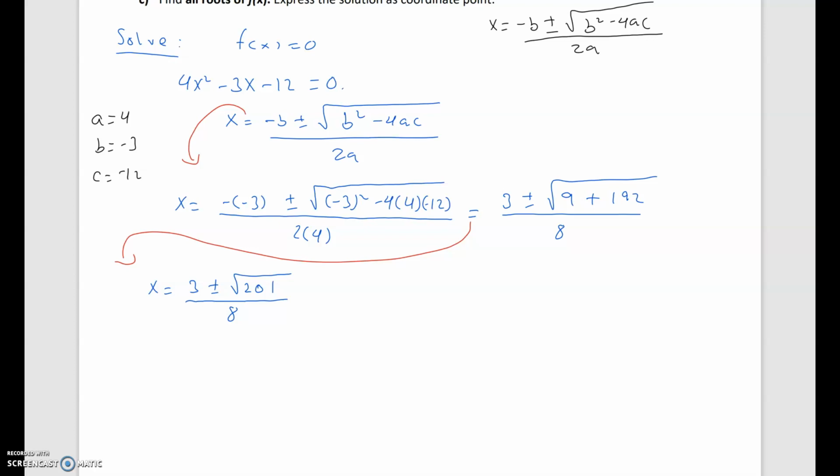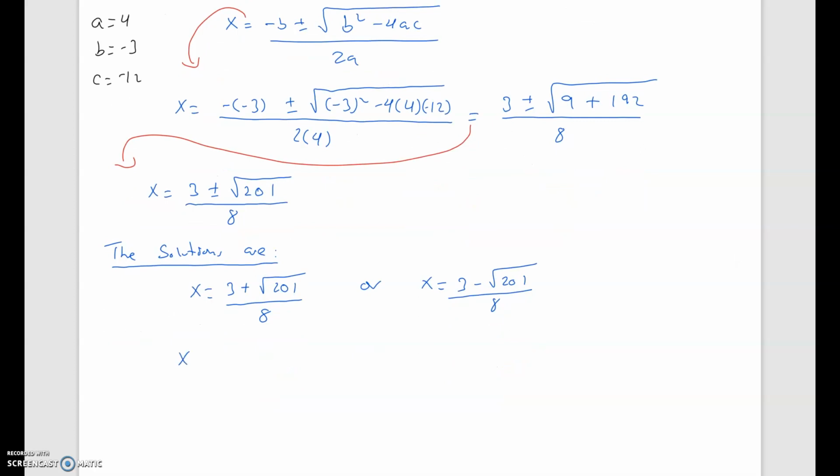I don't think we're going to be able to go further with this one with the 201. At this point, let me separate them. So the solutions are going to be x is equal to 3 plus the square root of 201 divided by 8, or x is equal to 3 minus the square root of 201 divided by 8, which are going to give us decimal approximations. Let me evaluate these.